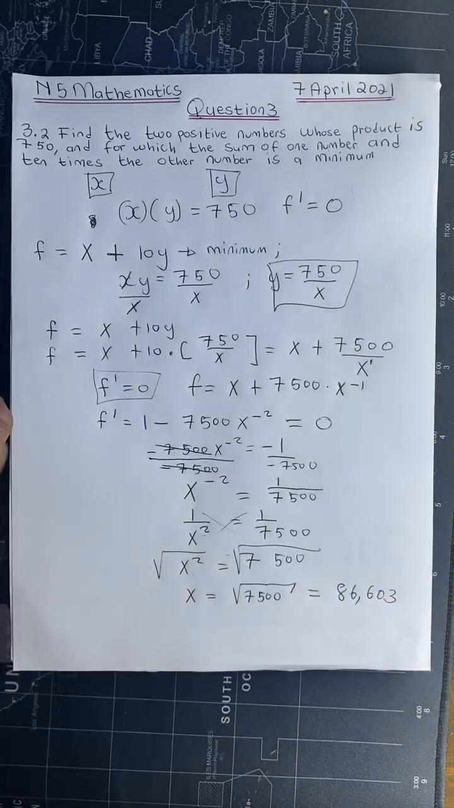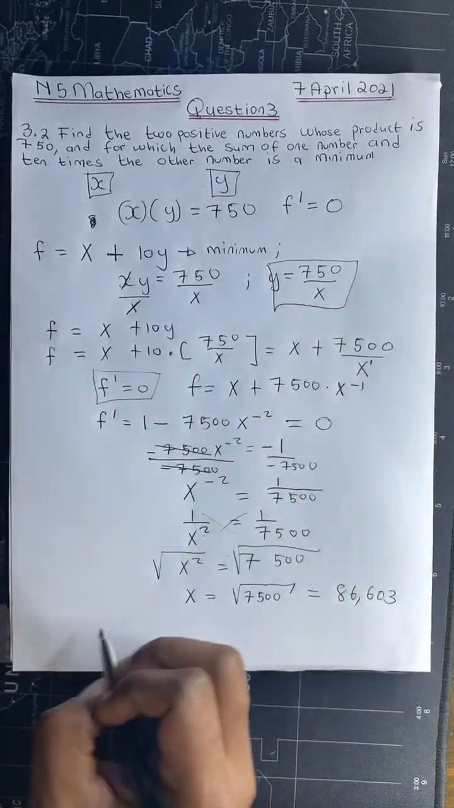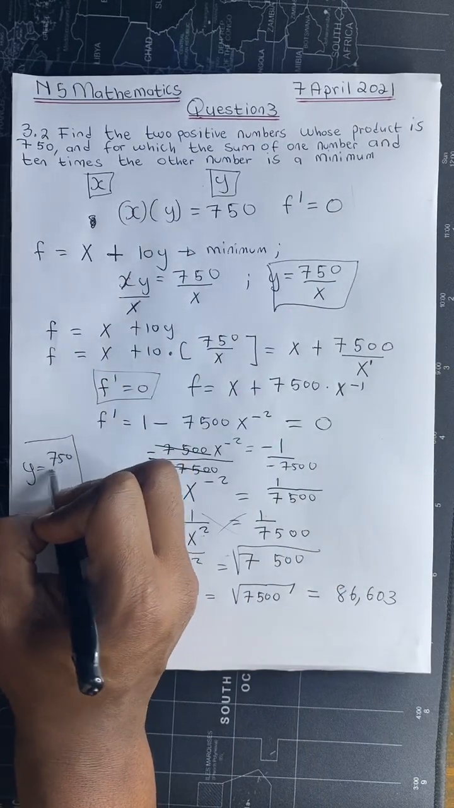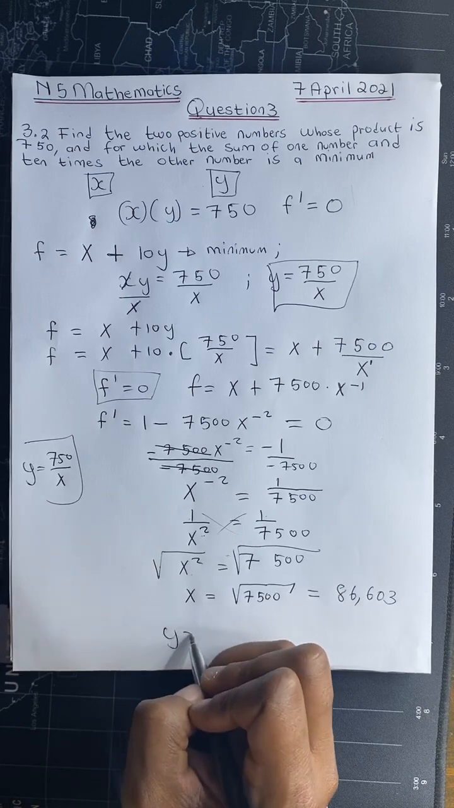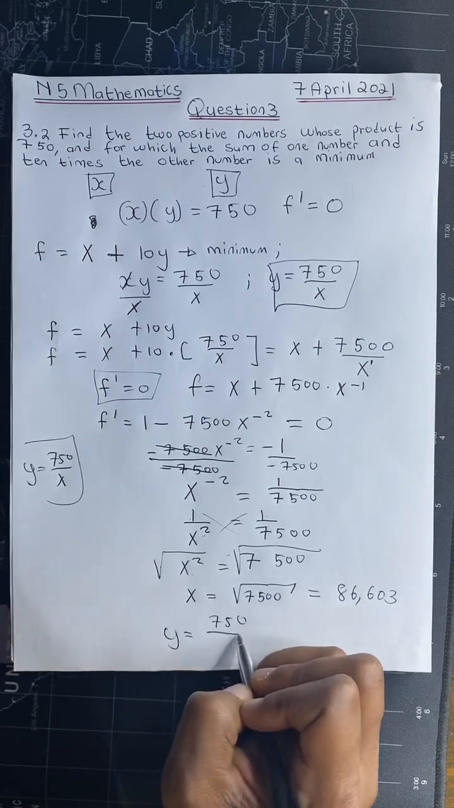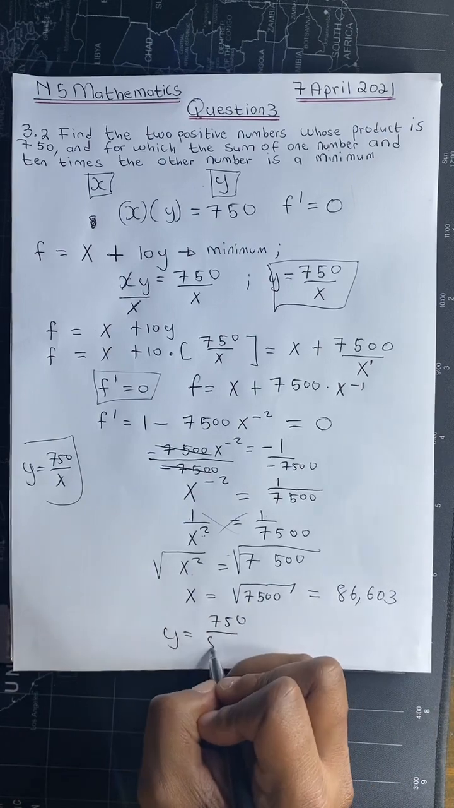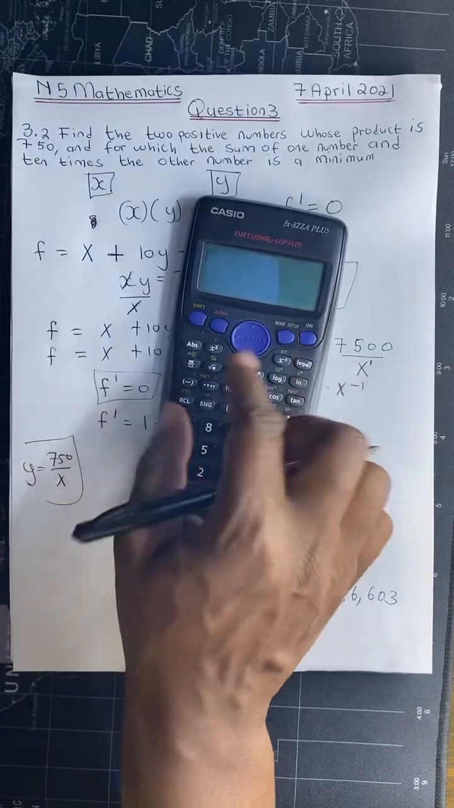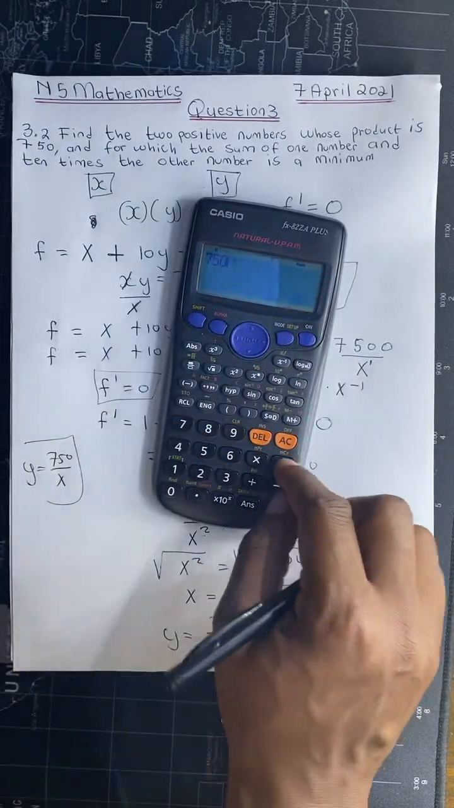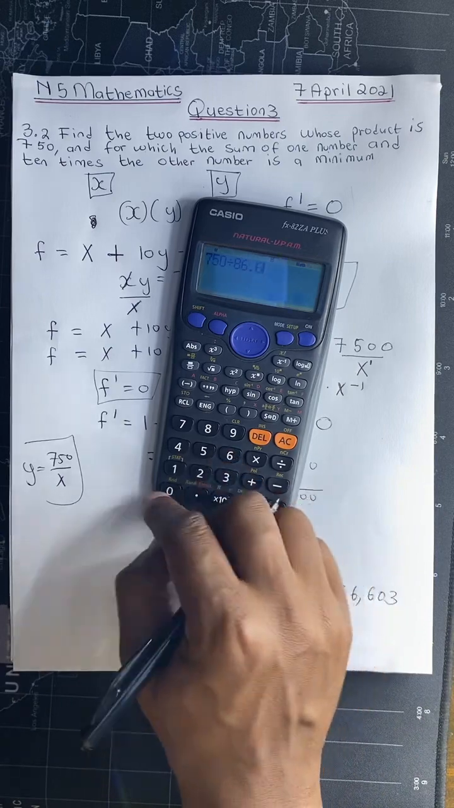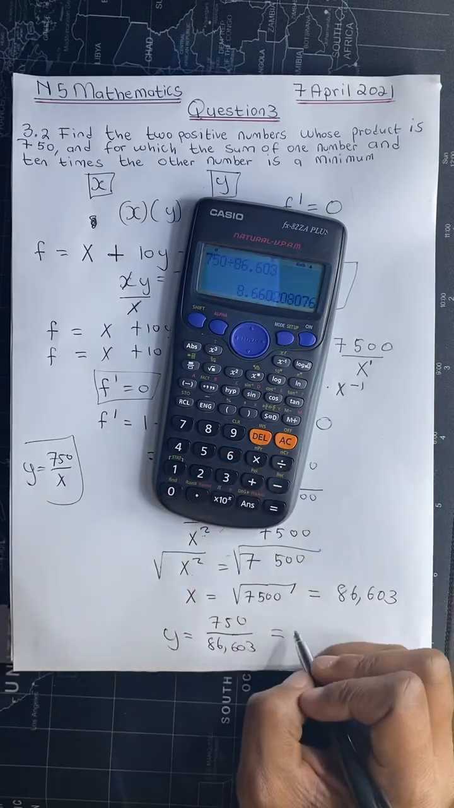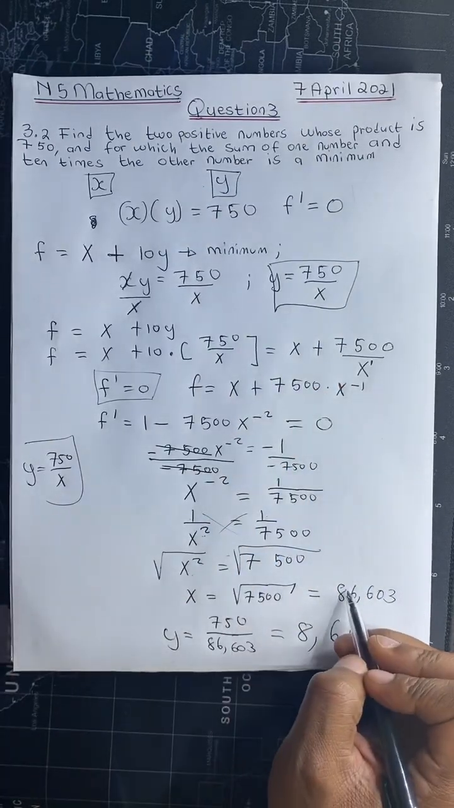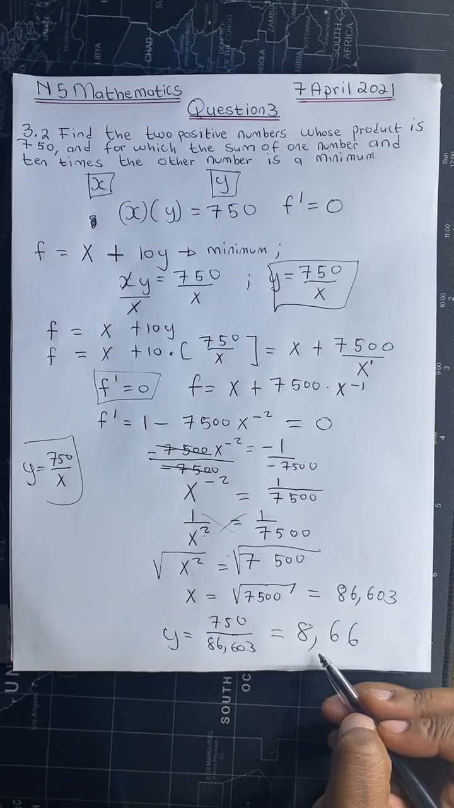This is equal to 86.603. To find the value of y, we have that y is equal to 750 over x. So where there is x, we substitute 86.603. So 750 divided by 86.603 is equal to 8.66. So x is equal to 86.603 and y is equal to 8.66.